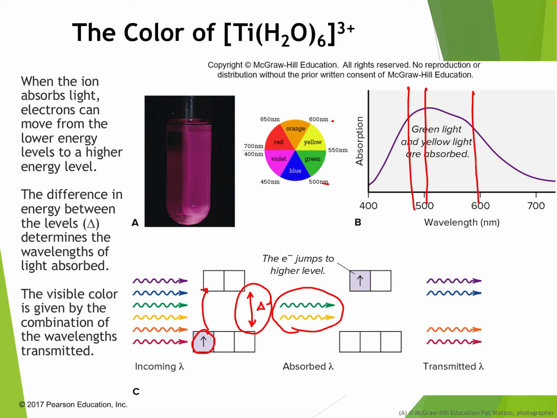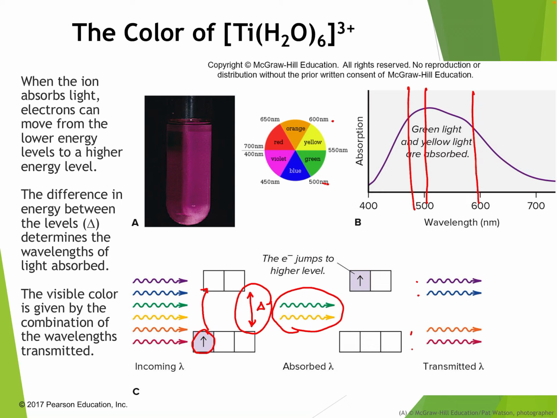And so when it absorbs those colors, that means it's going to transmit all of the other colors. So it's transmitting the purple, blue, orange, and red. And if we combine all of those, the purple, blue, orange, and red, you see that it looks like this kind of pinkish fuchsia color, right? Because that's all of those colors together, okay?